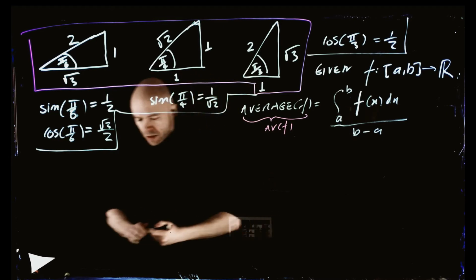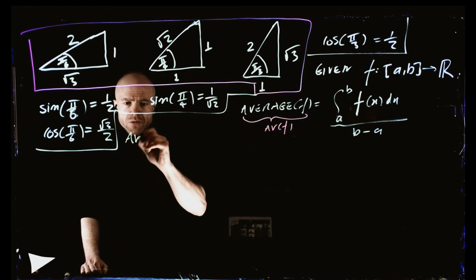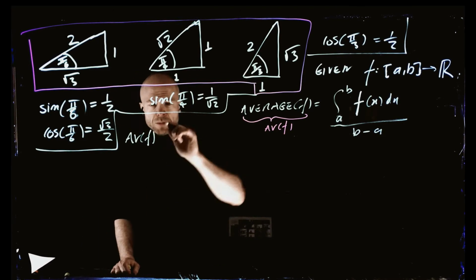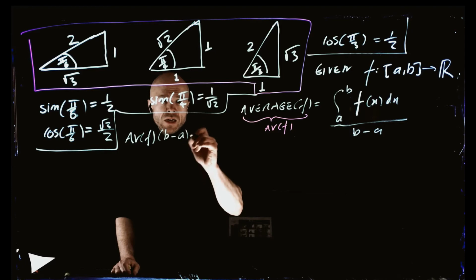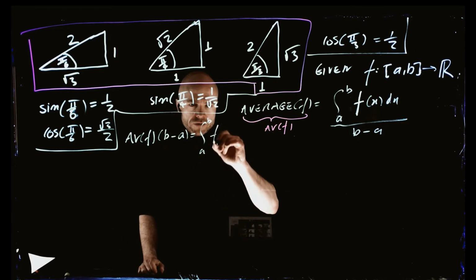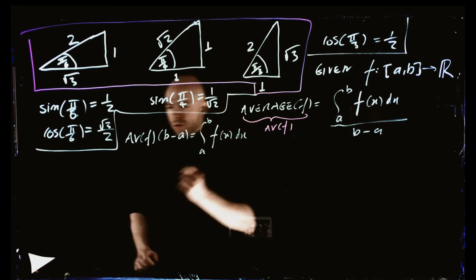Okay, just for simplicity. And then what does that thing say? It implies that AV of f times b minus a is equal to this integral from a to b of f of x dx. Okay, let's draw a picture.